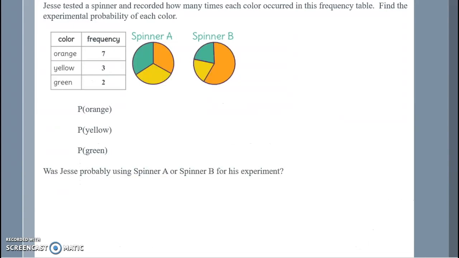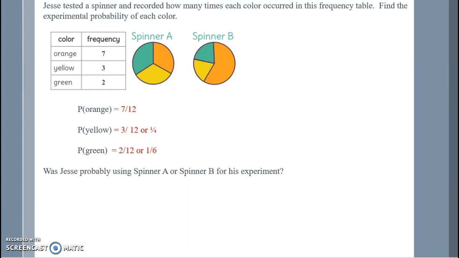Jesse tested a spinner and recorded how many times each color occurred in the frequency table below. Find the experimental probability of each color. So it looks like the total times that he had spun the spinner was 7 plus 3, which is 10, plus 2, which is 12. So the orange turned out to be 7 out of 12, and the yellow turned out to be 3 out of 12, or 1/4, and the green ends up 2 out of 12, or 1/6.